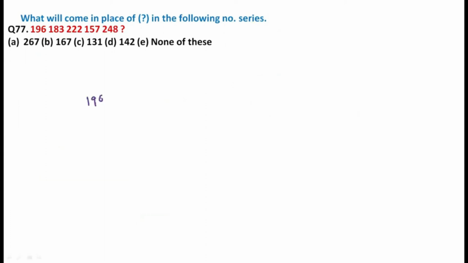The respective numbers are 196, 183, 222, 157, 248, with the pattern: increases, decreases, increases, decreases. Here we decrease by the value of 13, then we increase the value. It's like, sir, here 17 plus 22 is 39. Again we decrease by 57, which means plus 43 plus 22. 43 plus 22, so 65.